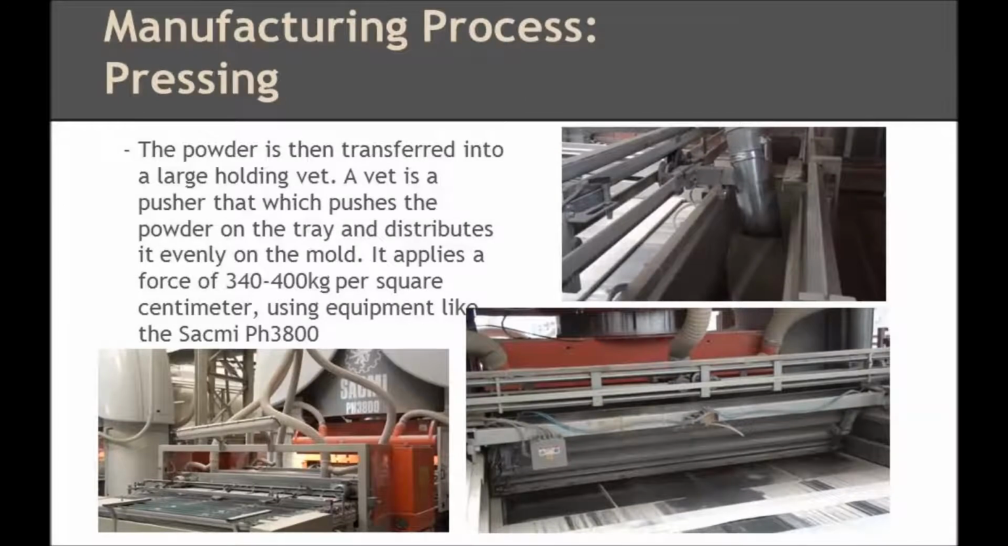The next phase is called the pressing phase. Now the powder is then transferred into a large holding vat. A vat is like a pusher which pushes the powder on a tray and distributes it evenly on a mold. However, this push is not just a simple push. The vat applies a force of 340 to 400 kilograms per square centimeter.